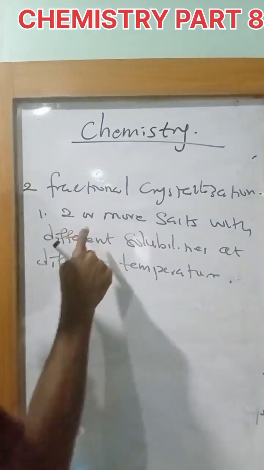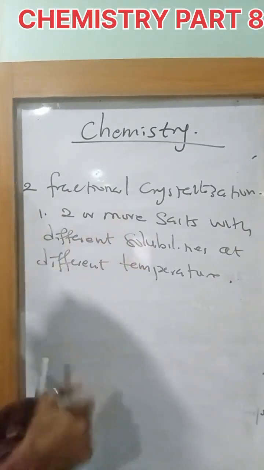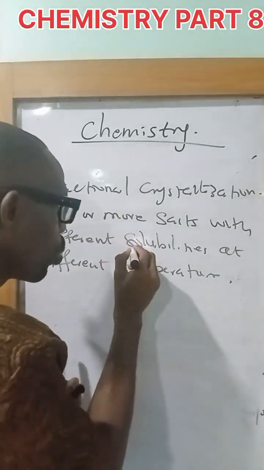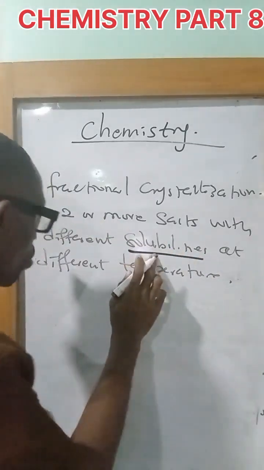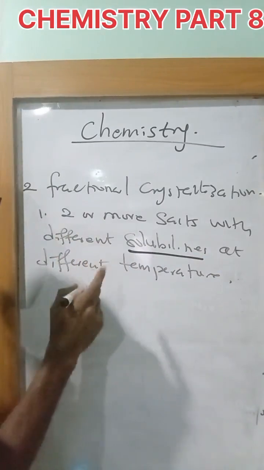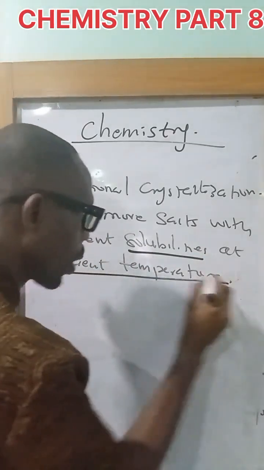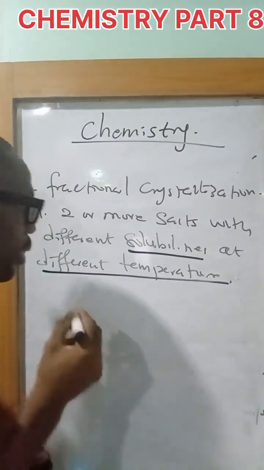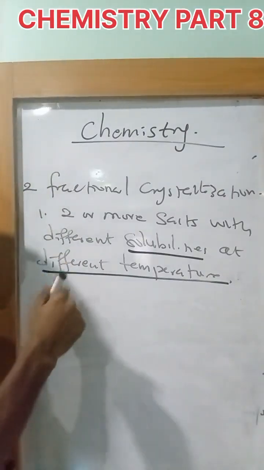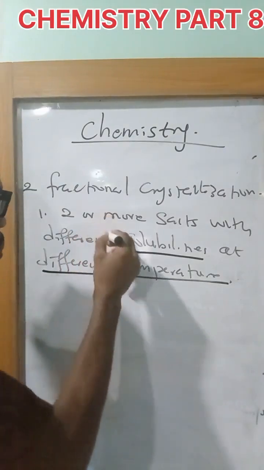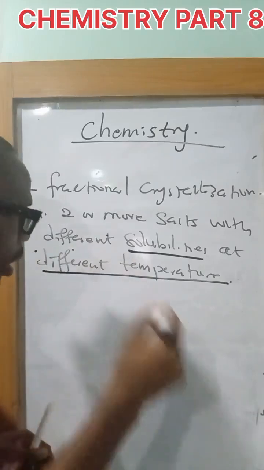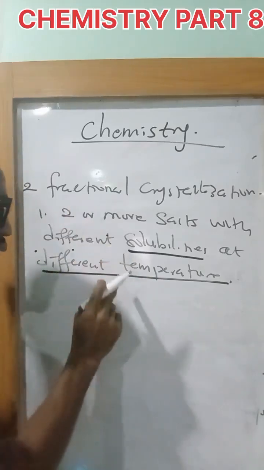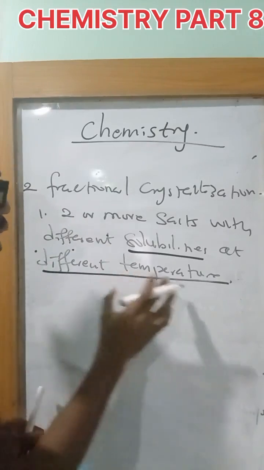Now, in this case, these 2 or more salts must, number one, have different solubility. That will take me to recrystallization. They must have different solubility, and this different solubility must take place at different temperatures. What does that mean? It means that at a particular temperature, 1 or more of the salts must be soluble. They must not be soluble at the same temperature. Otherwise, it will be very difficult.